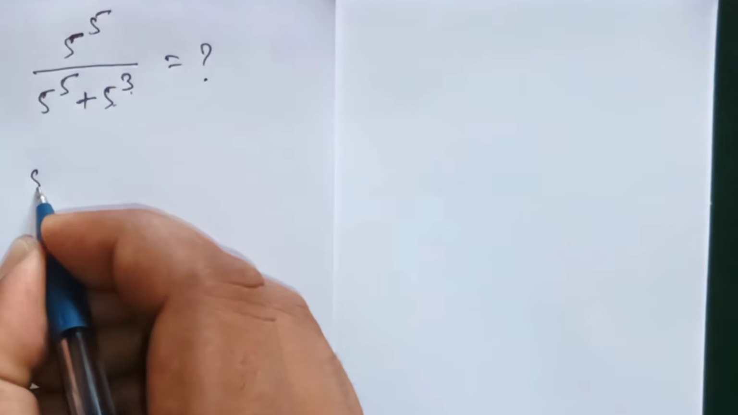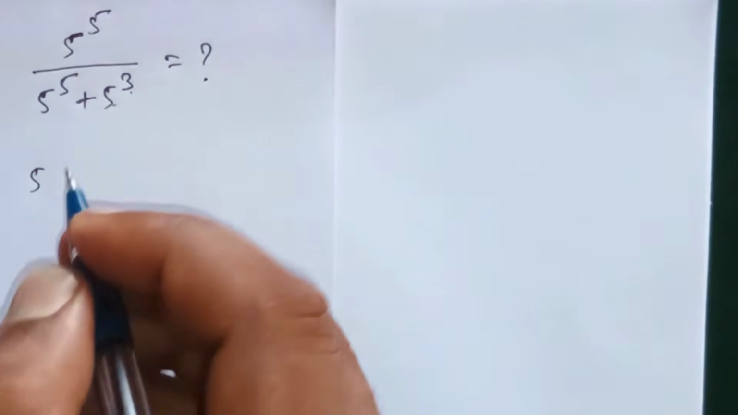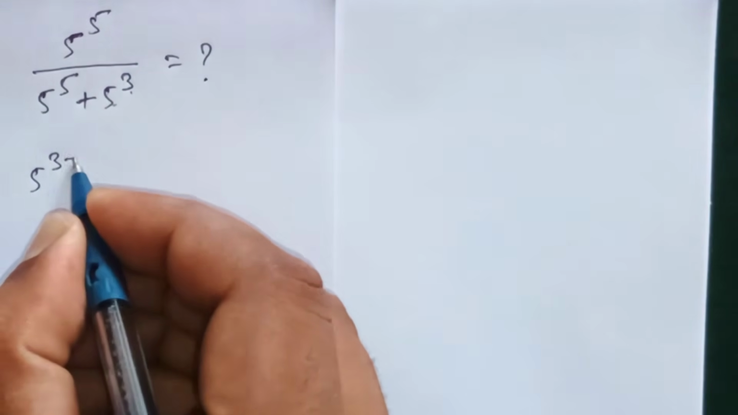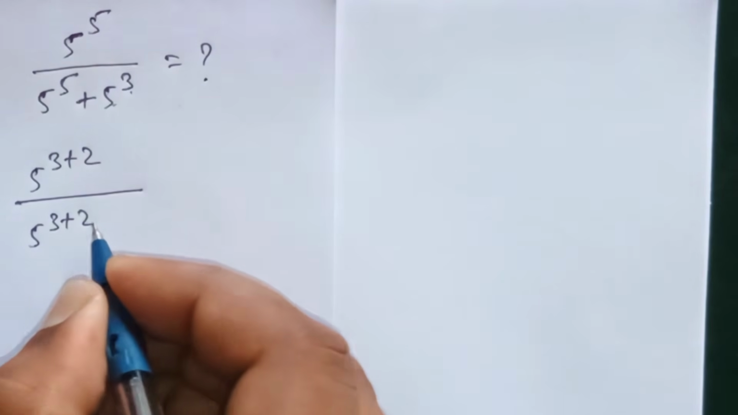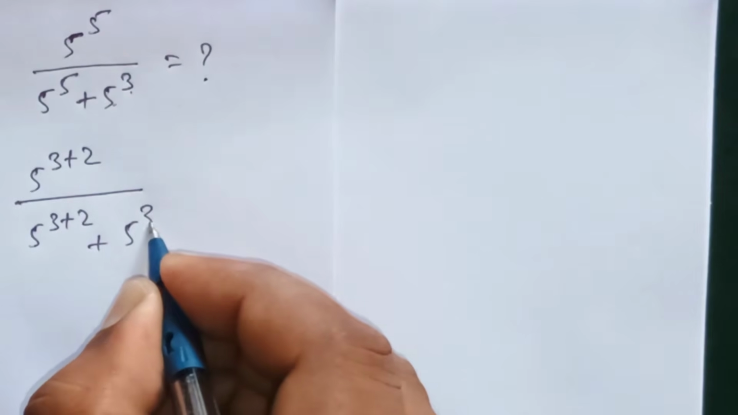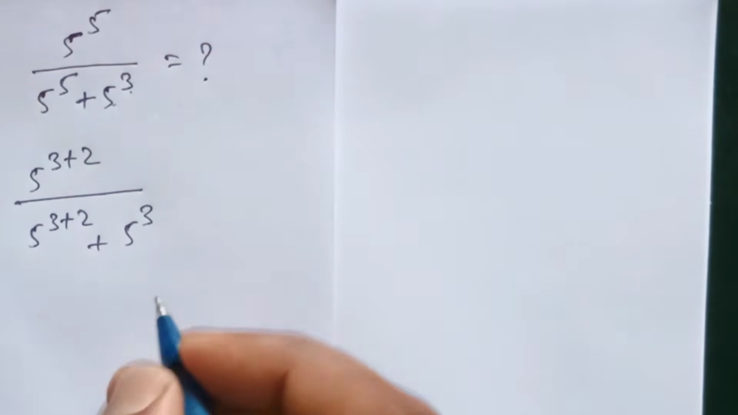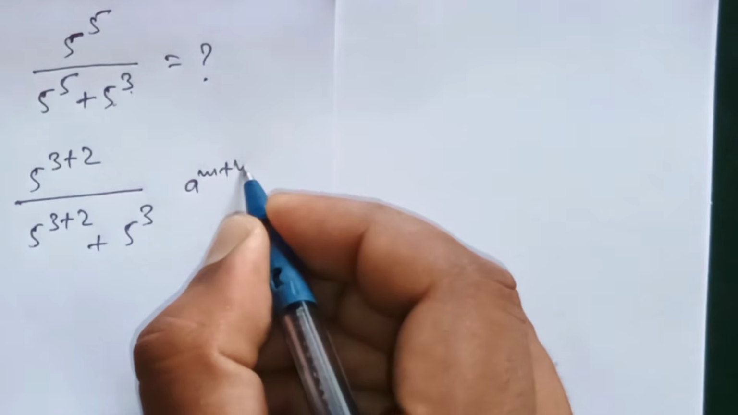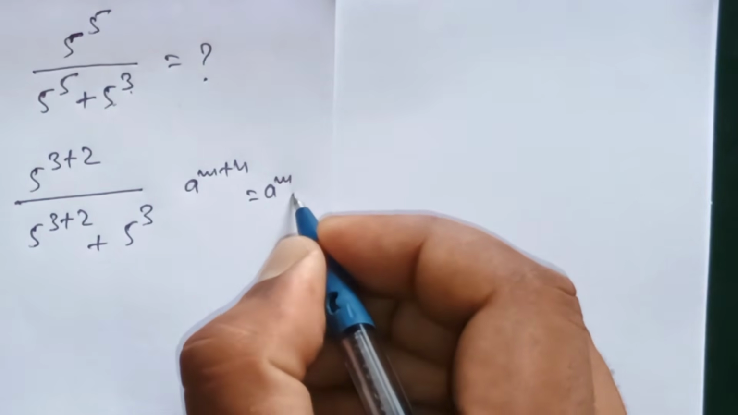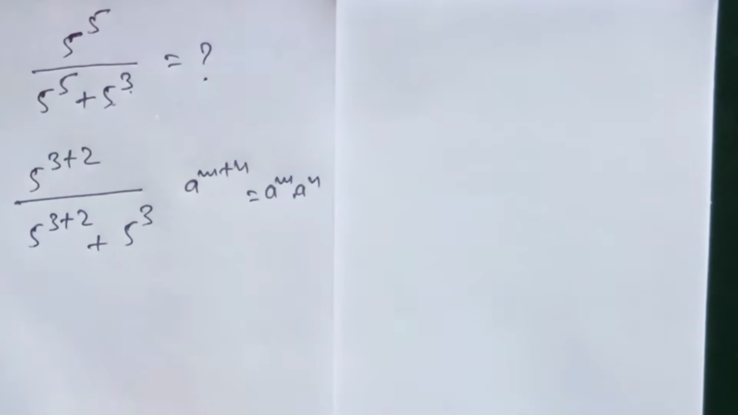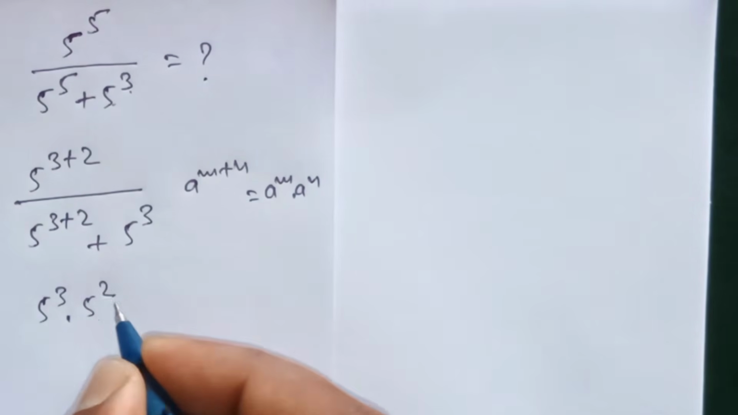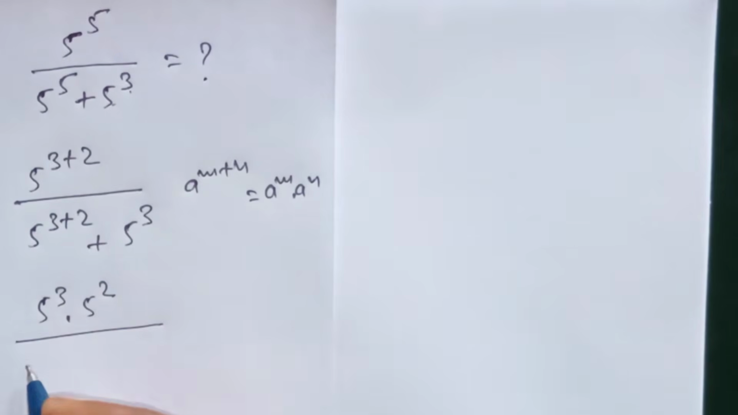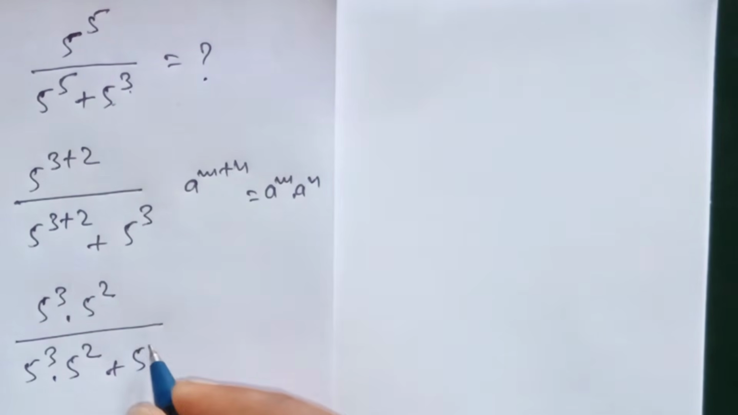So here 5 power 5 will be written as 5 power 3 plus 2, divided by 5 power 3 plus 2 plus 5 power 3. After that, we know a power m plus n will be written as a power m into a power n. So here 5 power 3 into 5 power 2 divided by 5 power 3 into 5 power 2 plus 5 power 3.